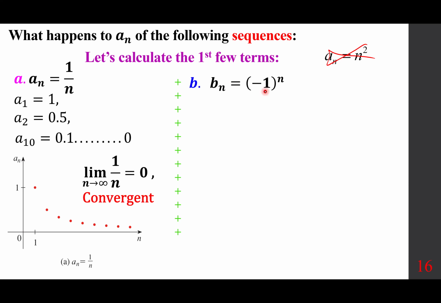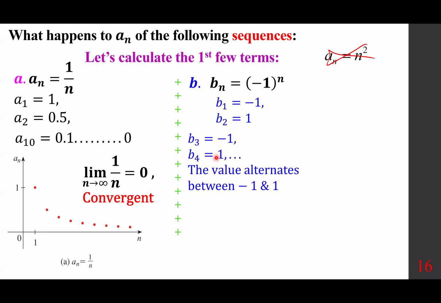What happens here? If I choose n to be 1, I get -1. If I choose n to be 2, I get +1. What does it mean? It will always alternate between negative and positive based on the value of n being even or odd. If it's odd, it remains negative. If it's even, it becomes positive. So b3 is -1, b4 is 1. So the value alternates between negative and positive 1. The limit of -1 to the power of n as n approaches infinity: this limit DNE, does not exist, and we say b sub n is divergent.